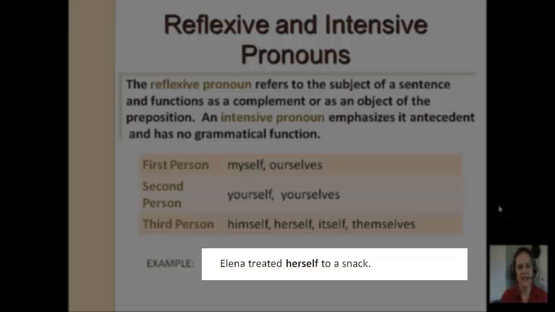The first is, Elena treated herself to a snack. Now if I'm going to analyze that sentence, Elena is my subject, treated is my verb. So Elena treated what? Herself. So herself is receiving the action of that transitive verb treated. So therefore it's a direct object. So in that sentence, herself is functioning as a direct object. Therefore I know that in this case it is reflexive.